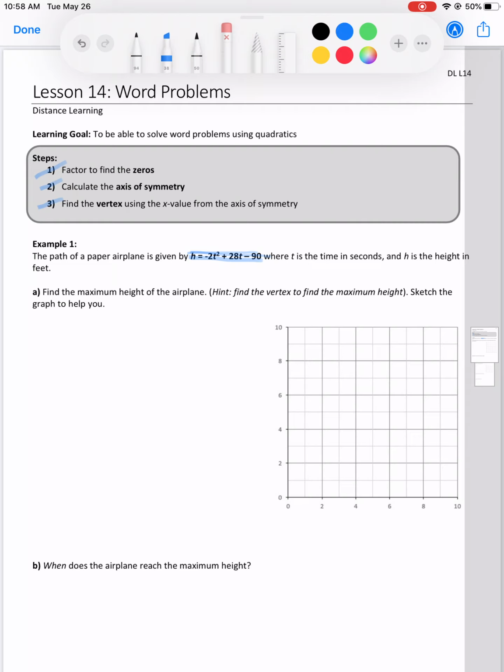And once you do those three, then you should be able to answer these questions. So before we even necessarily look at the question, we're just going to look at the equation that it gives us. We're going to graph it. And then we're just going to answer the questions based off our graph. Okay, so factor to find the zeros, calculate the axis of symmetry, find the vertex using the x value from the axis of symmetry. So we have the equation.